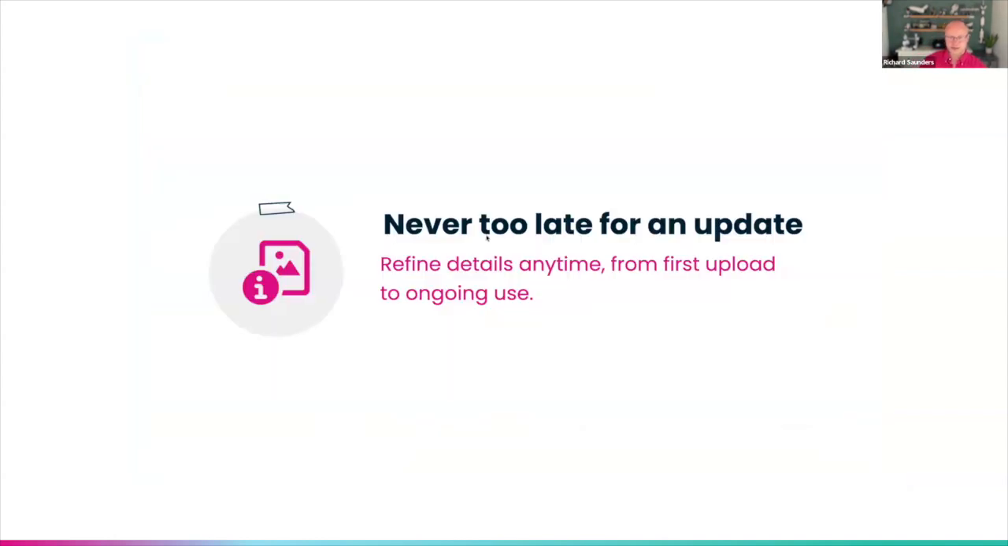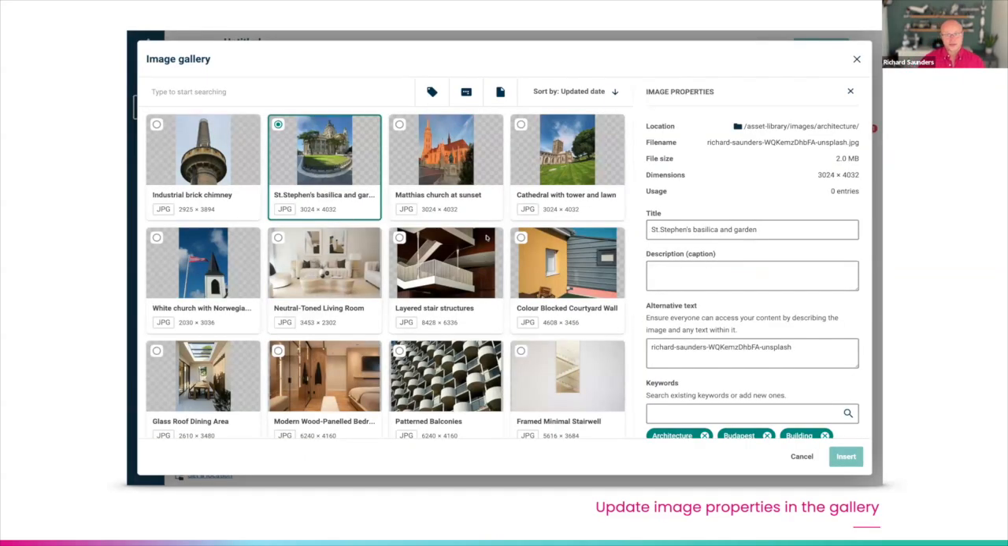As I mentioned, search is based on the metadata, and it's never too late to create an update. So whether you haven't done it during upload or you come across an asset that you need to enrich with more information at a later time, you can do that throughout the application. So if you've got the image gallery open and you select an image, you can now update their titles, description, and all the other properties that we saw earlier on.